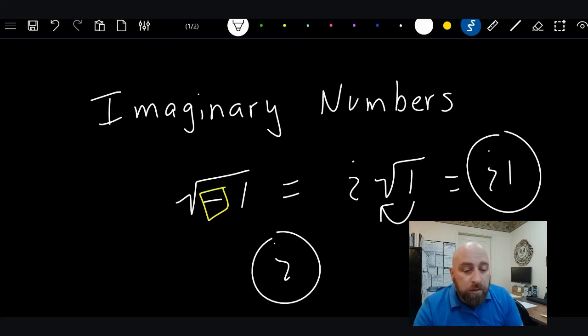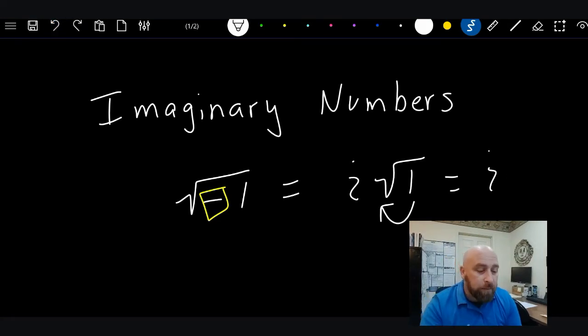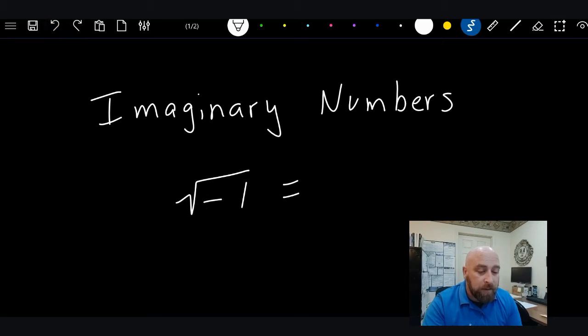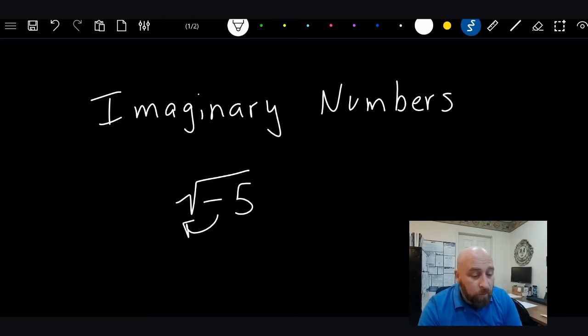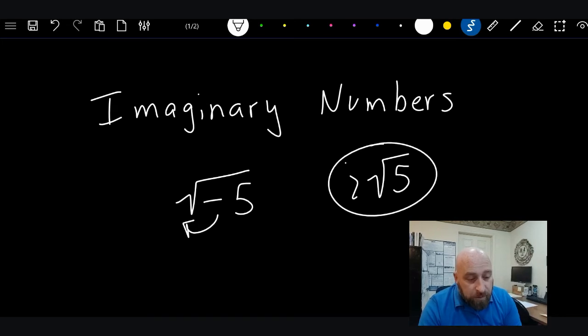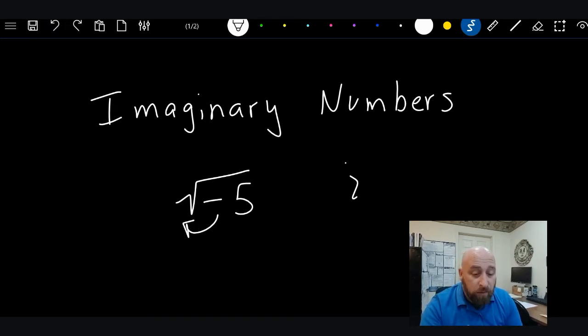What would I do if I had, for example, let me back this up a little bit here, and let's say that we had the square root of -5. Same thing, same process. We would pull out the i, we'd pull out the negative, and we'd get i square root of 5. Now here's the problem. We can't solve the square root of 5, so this would be our answer. Okay? What happens if we have one that we can solve?